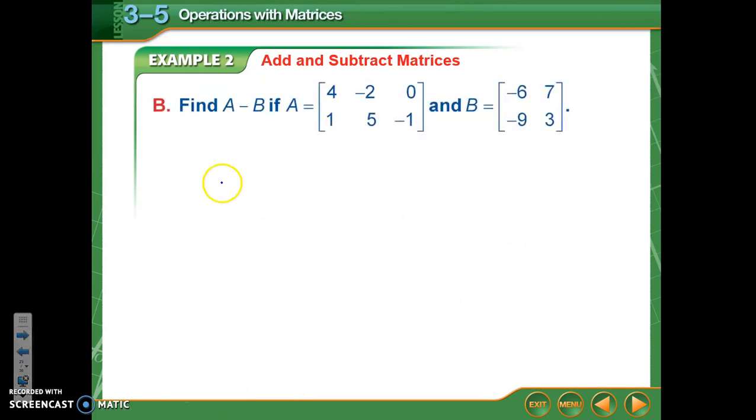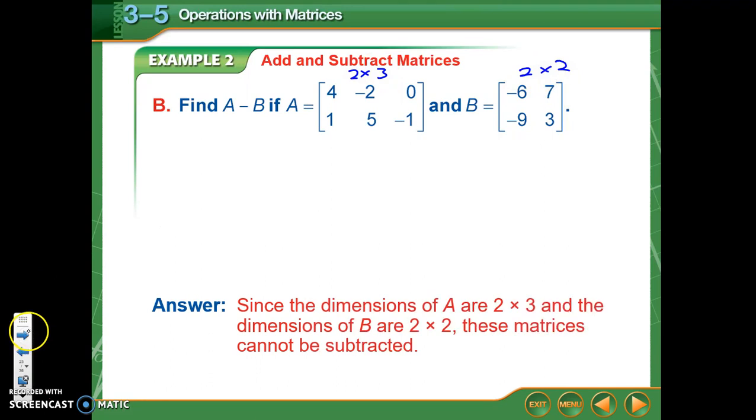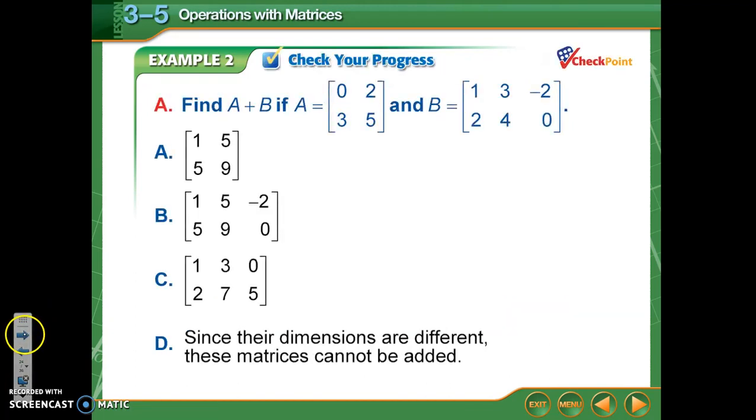All right, subtraction. Here I have A minus B. Let's look at the dimensions. A has 2 rows and 1, 2, 3 columns. B has 2 rows and 2 columns. So what happens here is because the dimensions are not the same, we cannot subtract them. We cannot subtract them. Okay, I want you guys to pause and try this question.